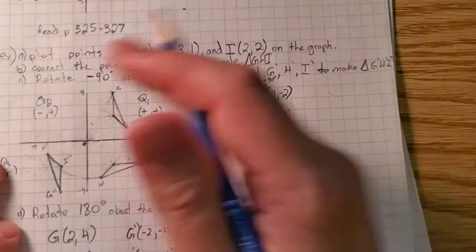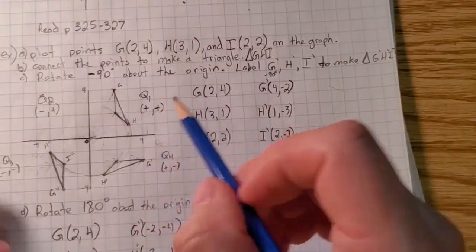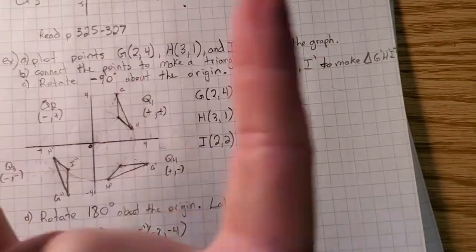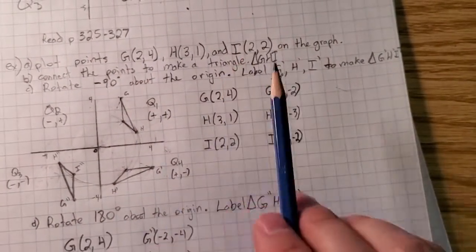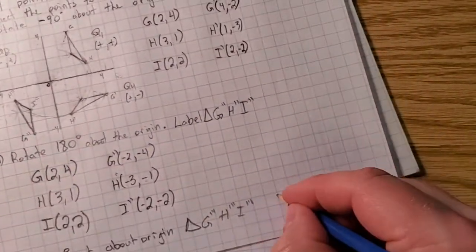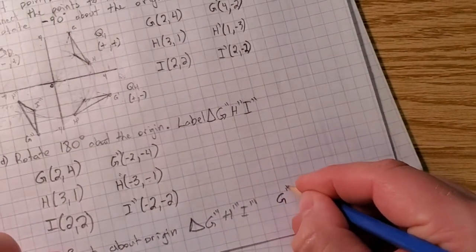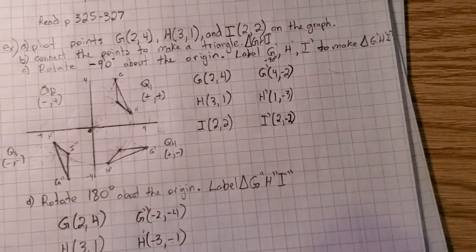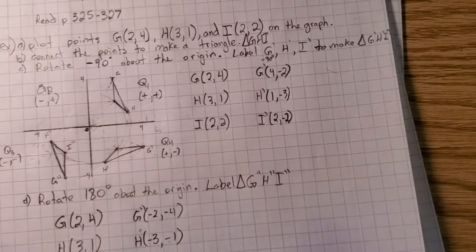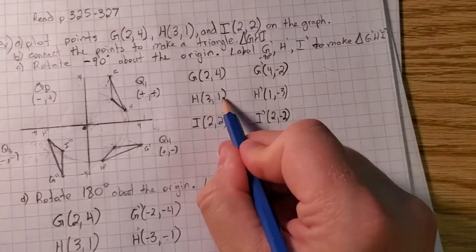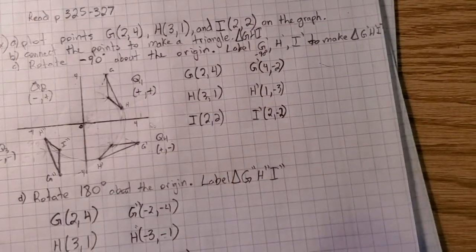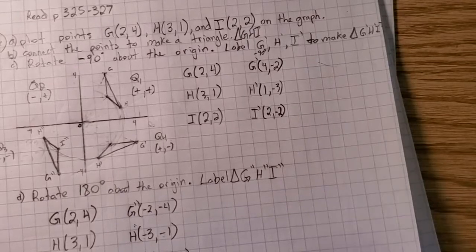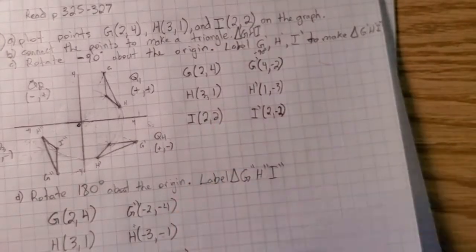Well, it's a 90-degree rotation difference from here. So we're going to just flip what the coordinates are. We're going to flip our X and our Y's. So G triple prime is going to be the opposite of this. It's going to be 4, 2 instead. Our H is going to be flipped opposites. It's going to be 1 and 3. And our I triple prime is going to be 2 and 2.